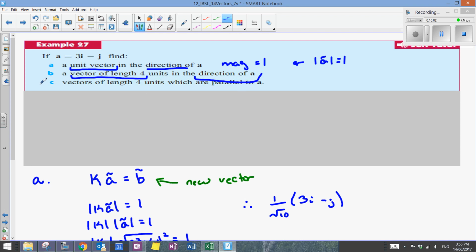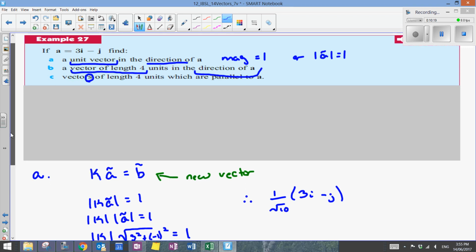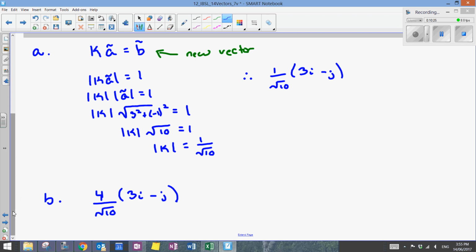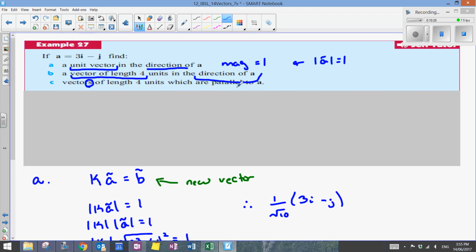So last but not least, in part C, it says find a vector, or vectors, so hint, there might be more than one, of length 4, which are parallel to A. So this hits part of those 4 questions that we asked you to think about. If we want to force the length to be 4 units long, think about what we just did. We forced our length to be 1 unit long, and now in part B, we have a vector that's 4 units long. However, it just needs to be parallel to A. It doesn't necessarily say in the same direction. So how does that change the way that we would answer part C in this question, if we just want the new vector that we create to be parallel to A, but it does not necessarily have to be in the same direction?